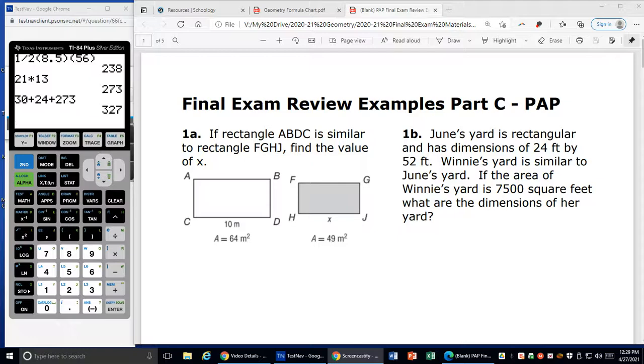Hi, welcome to the final exam review, examples part C, our final part. We are going to again do it in two videos, the A questions followed by the B questions. So let's get right into it and start with 1A.